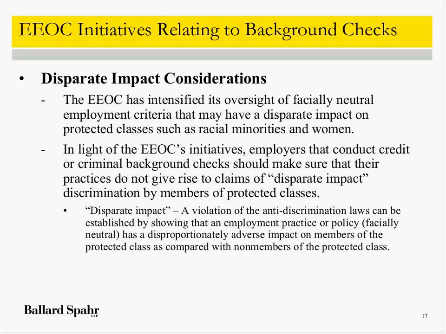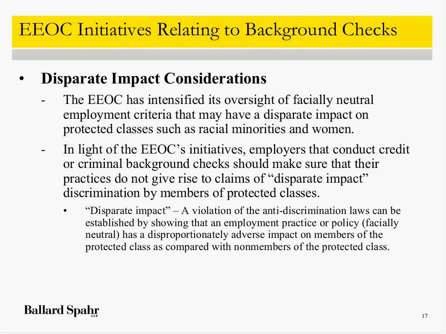And slide 17, the Equal Employment Opportunity Commission has been pretty extensively focused, in the not-too-distant past, on disparate impact considerations and other types of potential discrimination that can result from employers' use of things like credit checks and criminal history checks. This slide discusses disparate impact considerations.